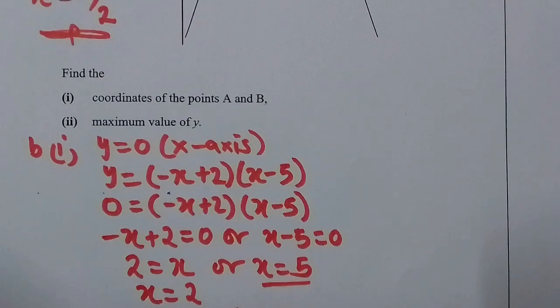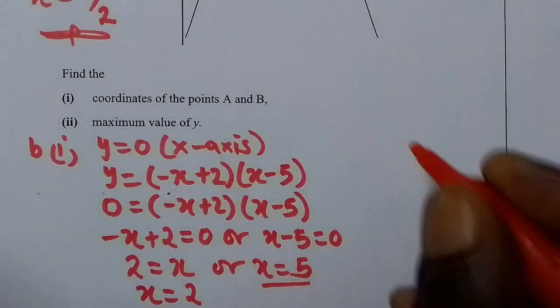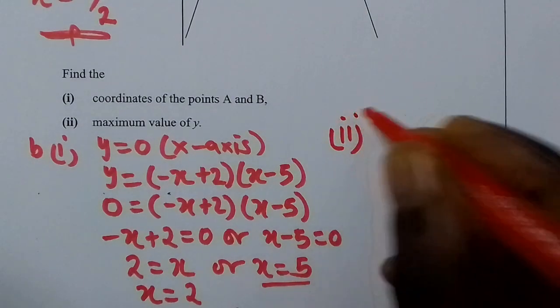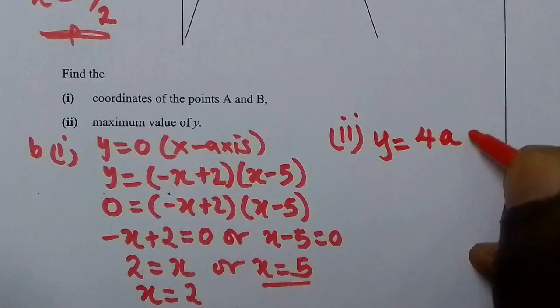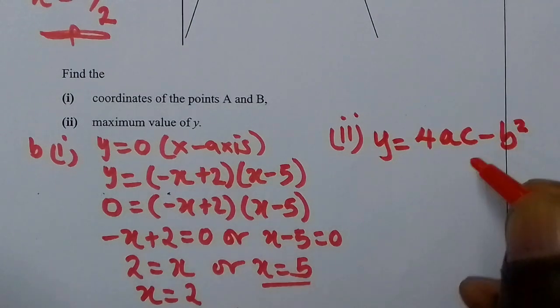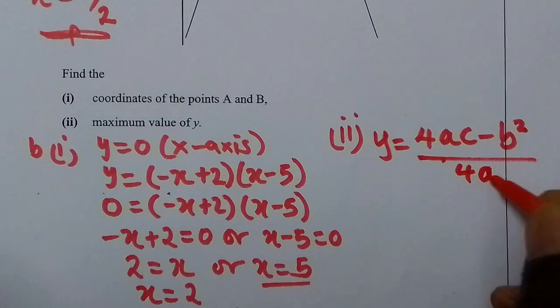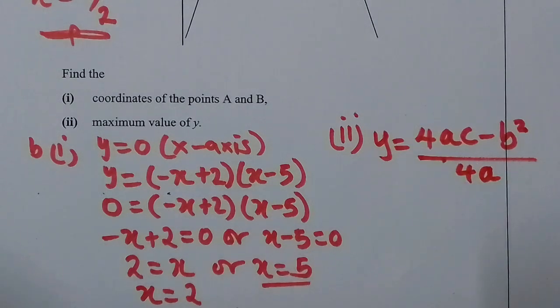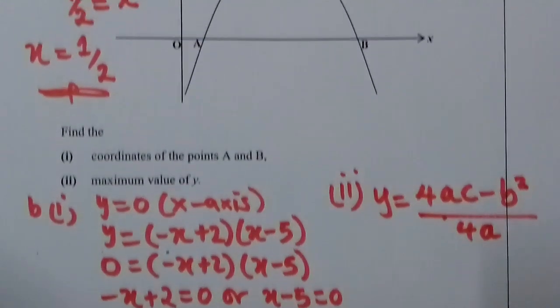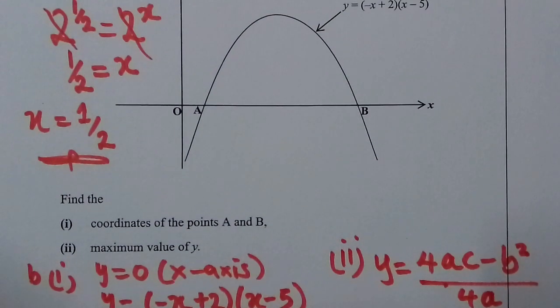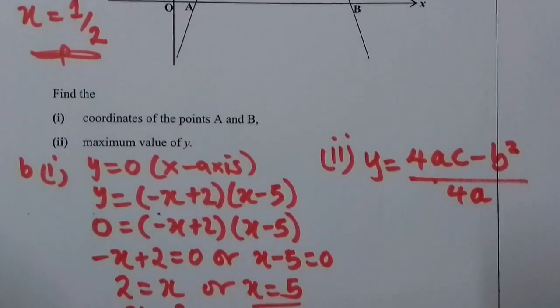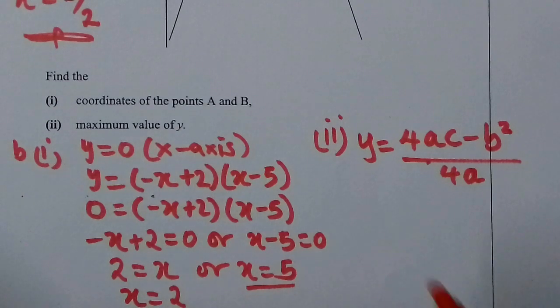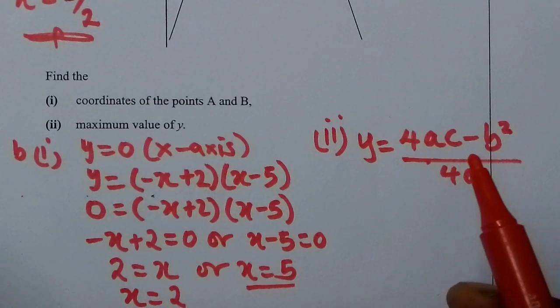Okay, so now solving for B2, what we're going to do is, first of all, write the formula y equal to (4ac minus b squared) over 4a. This formula will give us the maximum value of y. Since this curve is a maximum, we need to get the maximum value of y. For that, we just have to find the values of a, b, and c.